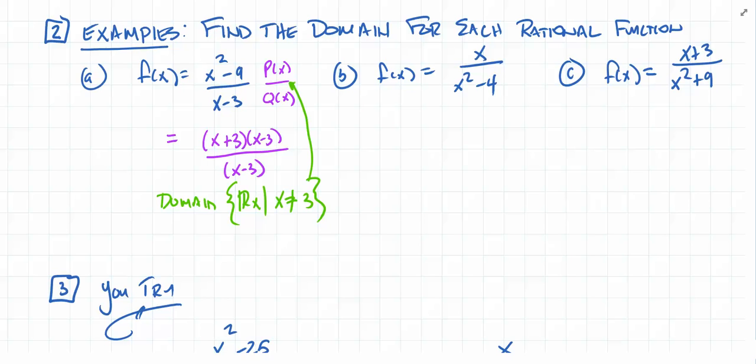Okay? Let's take a look at B. Right? I have x over x squared minus 4. So I would have x over, I'd factor everything.